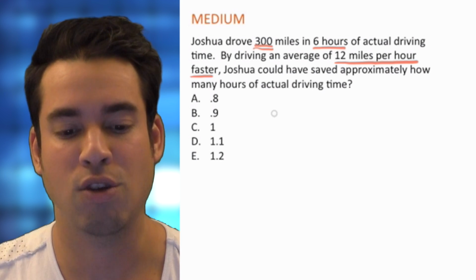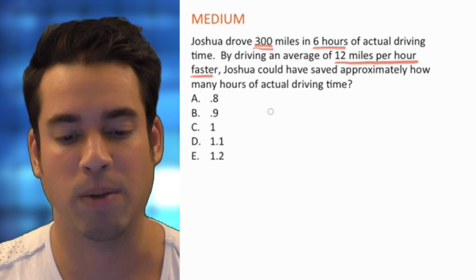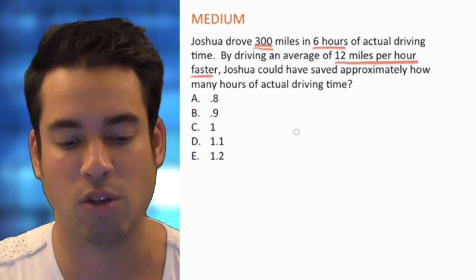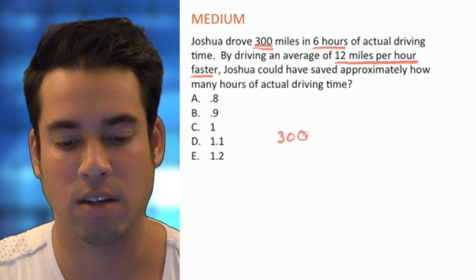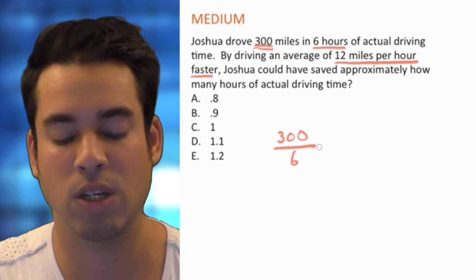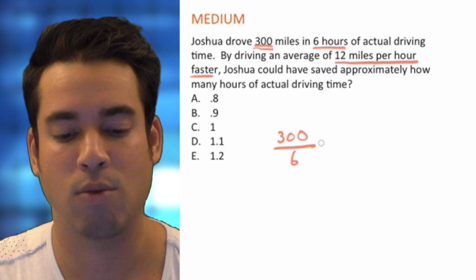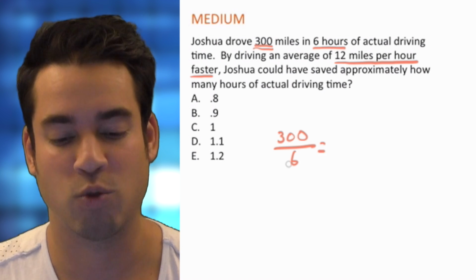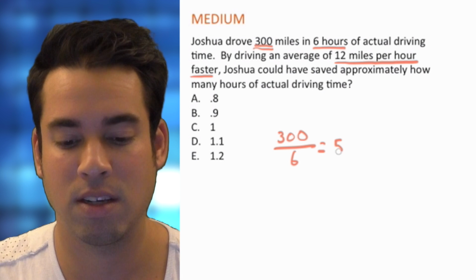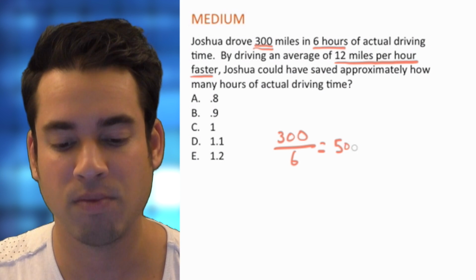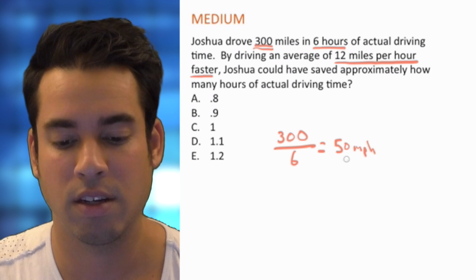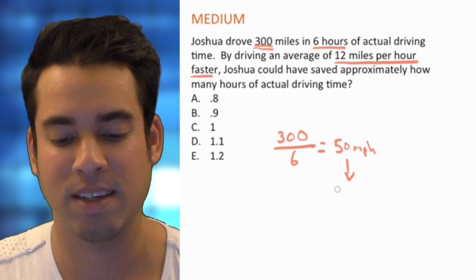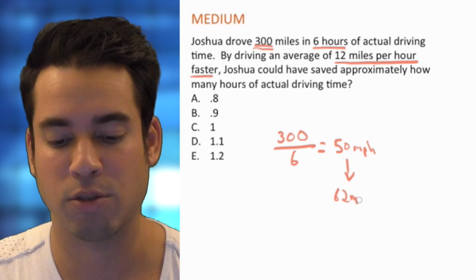So first of all, to know how fast he was originally going, we'd say the distance, right, because it's miles per hour, the distance over the number of hours. So this will give us 300 over 6 hours, and if we divide 300 by 6, 30 by 6 is 5, so 300 by 6 would be 50 miles per hour. Okay, so that was his original rate. 12 miles per hour faster would be 62 miles per hour.